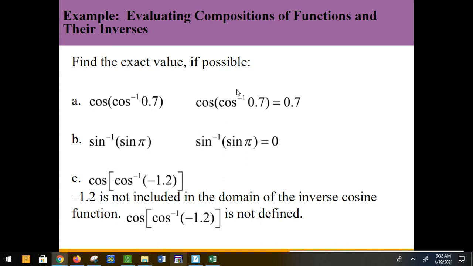Anyway, all right, cosine of inverse cosine of 0.7 is 0.7. All right, sine inverse of sine pi is equal to 0. And that's because sine of pi is equal to 0. And then down here, negative 1.2 is not included in the domain of the inverse cosine, so it's not even defined. Okay. So that can happen as well. So you have to make sure the original, what's on the inside, is in the domain.